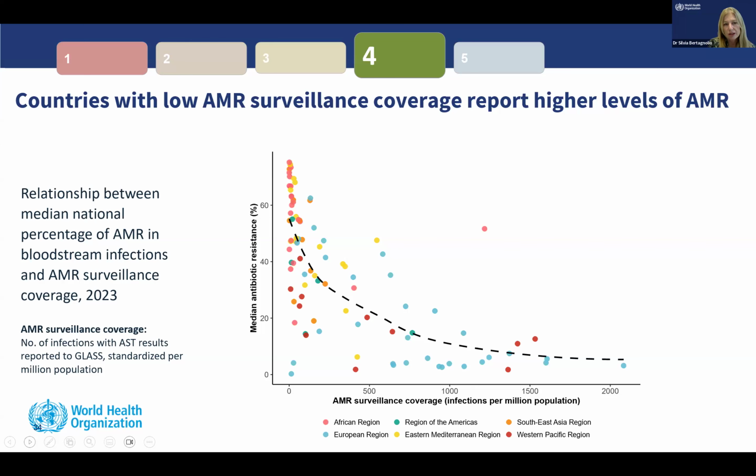Now, this can be due to different reasons. It can be due to the fact that in countries with a poor surveillance system, the other components of the health system are also problematic. There is limited prevention, limited diagnosis, and therefore resistance is high in those contexts. Or it can be due to the fact that because surveillance is poor, the results we get are biased and skewed, and maybe the resistance is not as high as reported from these countries. So better data is actually needed to have a better understanding of the situation in many settings.